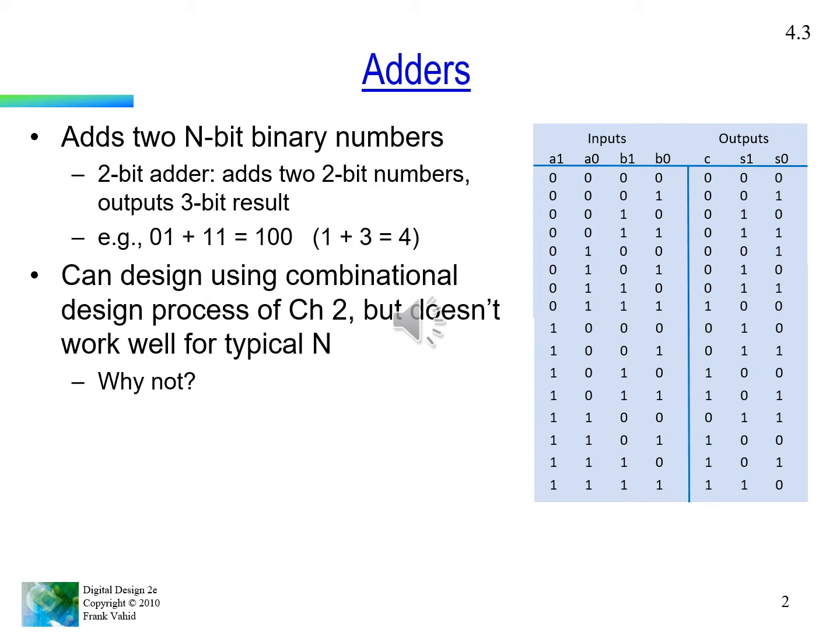So this is the truth table of a 2-bit adder. You can see over here, A0 and A1 are input A, B0 and B1 are input B, S0 and S1 are their sum, and C is the carry out. So we made a truth table. You can see how many entries are there in the truth table. For a 2-bit adder, we need 16 entries.